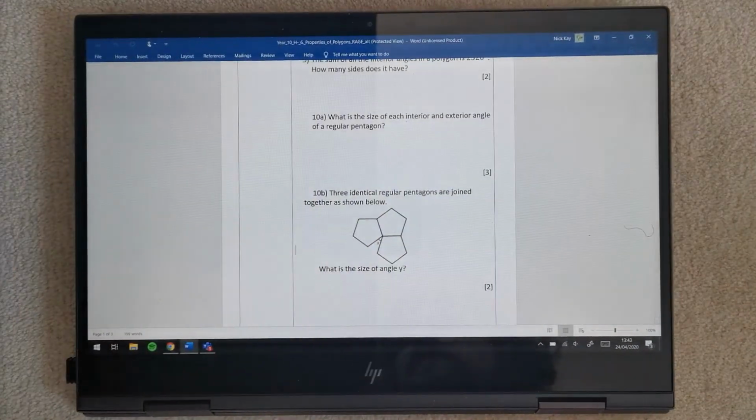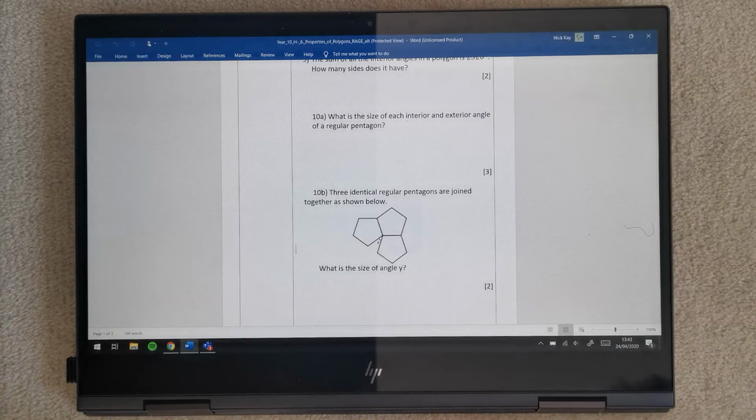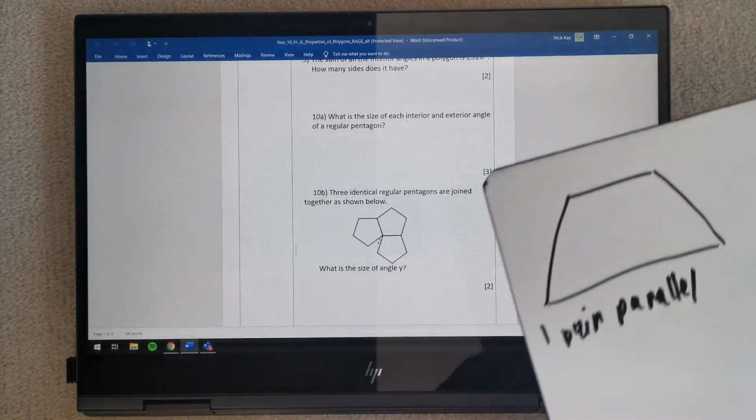10a. What is the size of each interior and exterior angle in a regular pentagon? This is going to be quite useful for other questions. Okay. So, let's find that. There we go. Let's use this one.